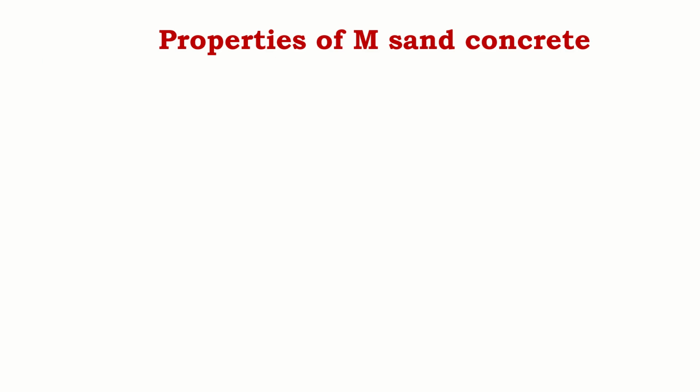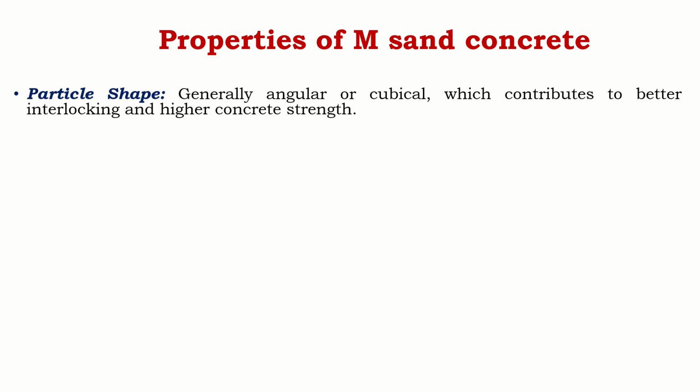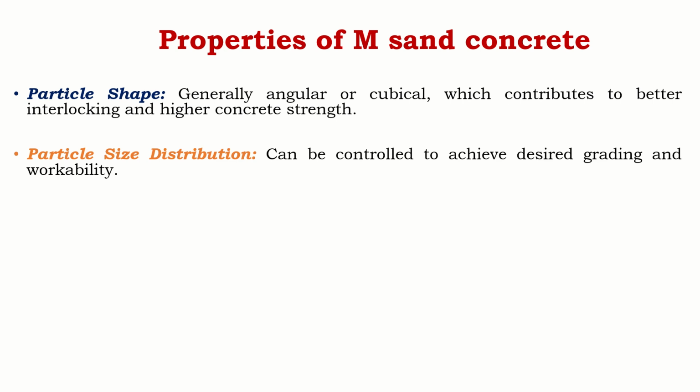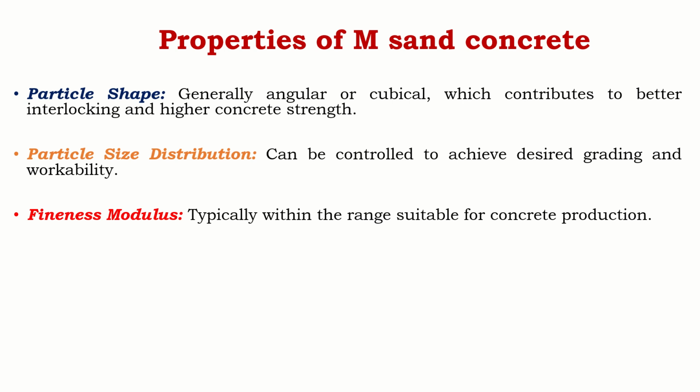Coming to the properties of M sand concrete, that is, once you add M sand into concrete, how does the concrete behave, that is what we will see. First thing is that based on particle shape, as I've told, M sand particles are angular or cubical, so they contribute to better interlocking of concrete, thereby making the concrete denser and imparting more strength. And the distribution of the particles is also good enough so that you can achieve good workability, up to medium workability.